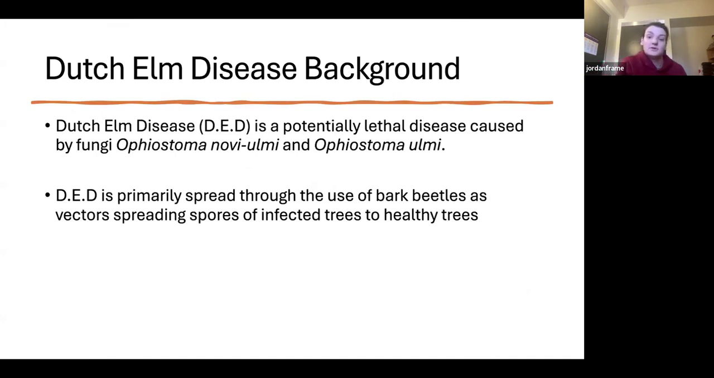Dutch elm disease is a potentially lethal disease that is caused by the Ophiostoma novo-ulmi and Ophiostoma ulmi fungi. It is primarily spread through bark beetles as vectors, spreading spores of infected trees to healthy trees. This is usually done throughout the life cycle, where the larvae are laid in infected or dead, rotting wood. And then when they grow older, they feed on live trees rather than dead trees, and they bring those spores along with them, infecting previously uninfected healthy trees.